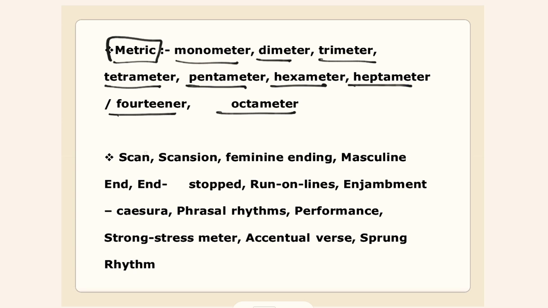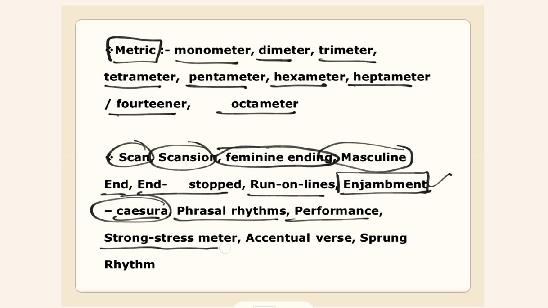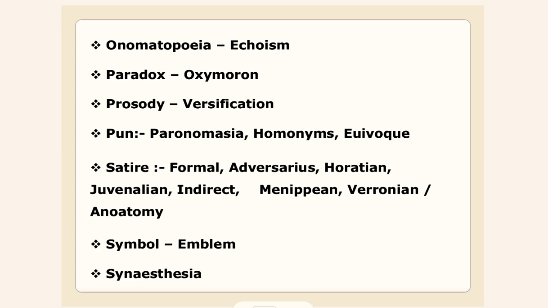These are the meters. Scan, scansion, feminine ending, masculine ending, end-stopped lines, run-on lines, enjambment. This is a very important concept. Enjambment. Caesura, this one also. Phrasal rhythms, performance, strong stress meter, accentual verse, sprung rhythm. Hopkins is associated with the term sprung rhythm. We will discuss this topic in our next coming videos.